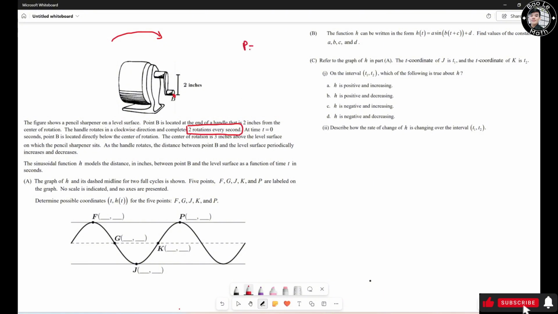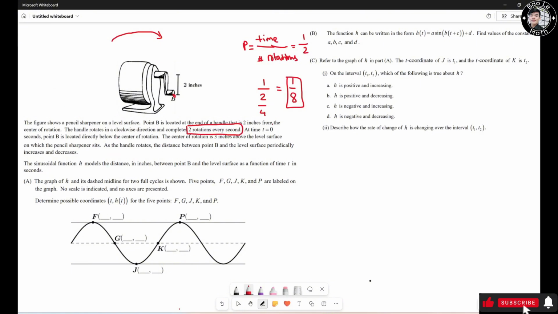Remember, the period is going to be time divided by number of rotations, so it's going to be equal to 1 over 2. When you have the period, immediately divide the period into 4 quarters, right? So 1/2 divided by 4 turns out to be 1 over 8. So keep that in mind: each quarter is going to be 1 over 8 seconds.